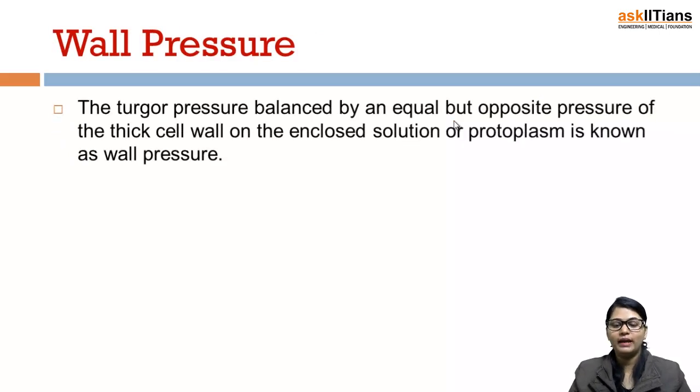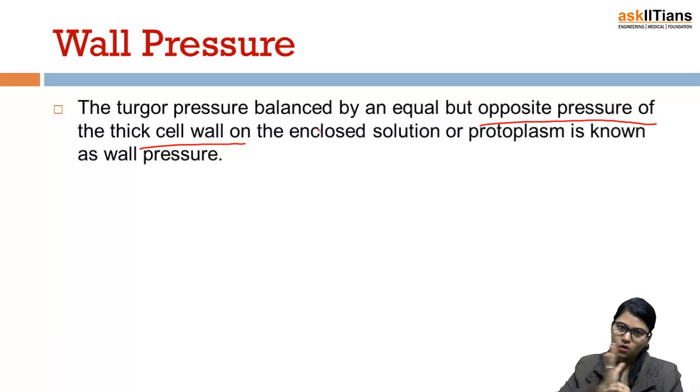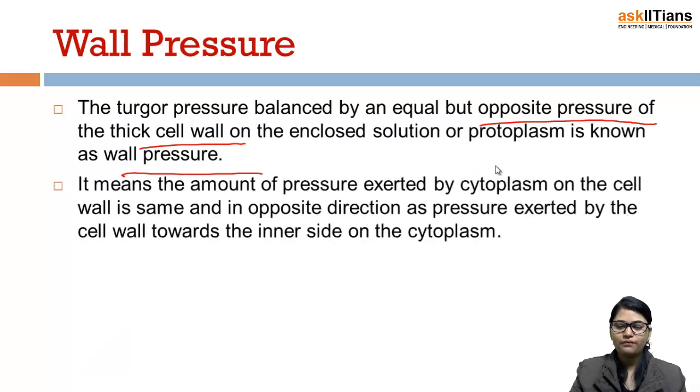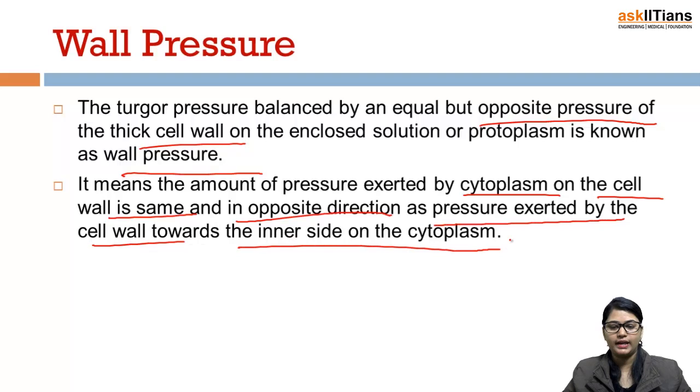Now comes the term wall pressure. The turgor pressure is balanced by an equal but opposite pressure of the thick cell wall. The turgor pressure is applied by the contents of the cell to the cell wall. Now this cell wall will also apply a pressure towards the contents of the cell. This is known as the wall pressure. It means the amount of pressure exerted by the cytoplasm on the cell wall is the same and in the opposite direction as the pressure exerted by the cell wall towards the inner side on the cytoplasm.